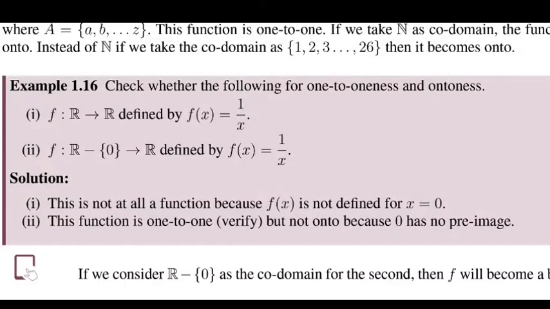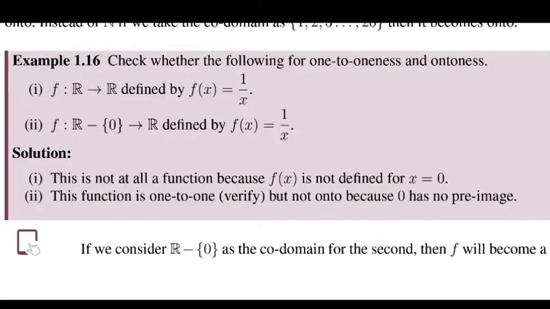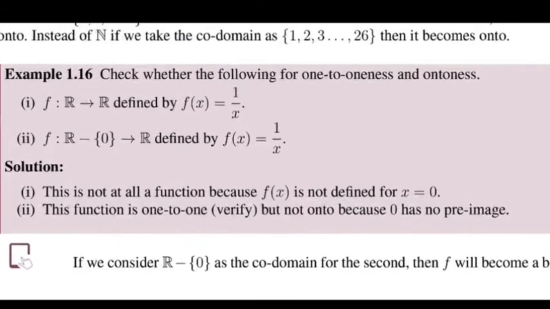Okay, example 1.16, check whether the following are one-to-one and onto. First Roman, f from R to R defined by f of x equal to 1 by x. Second Roman, f from R minus 0 to R defined by f of x equal to 1 by x.